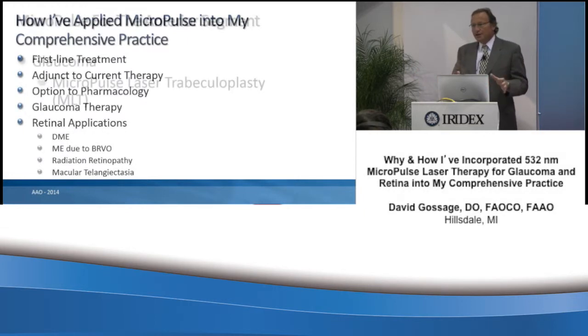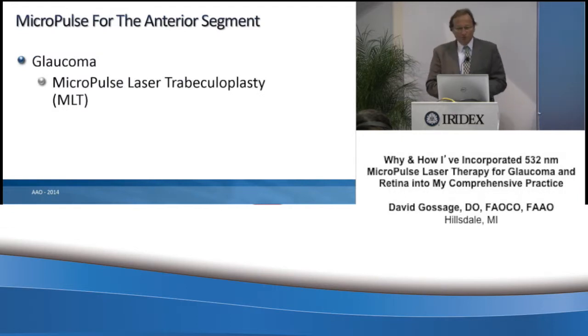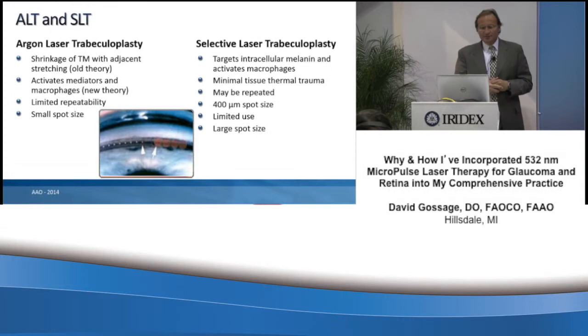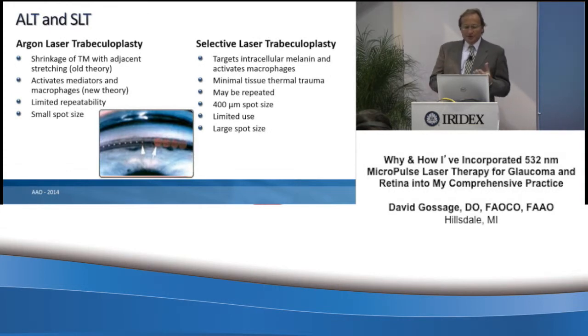So now we're going to switch gears and go right into glaucoma, and I'll talk to you a little bit about what I call MLT, or MicroPulse laser trabeculoplasty. When we look at traditional ALT and SLT, the laser energy in ALT is applied in a very small spot size, targeted at the border of the pigmented and non-pigmented trabecular meshwork. What we used to think it did is shrink the tissues, causing contraction in one area and expansion in other areas to open up the trabecular meshwork.